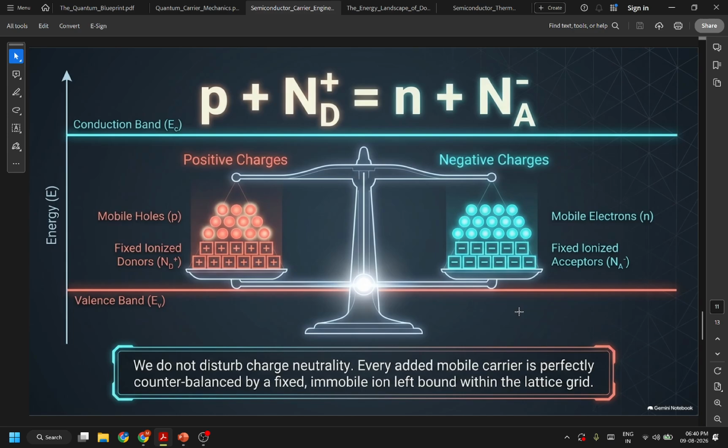Now we come to the charge neutrality equation, which is given as p plus Nd+ equals n plus Na-. So your p and n are free carrier concentrations, whereas Nd+ and Na- are ionized atoms left behind in the matrix. So we do not disturb charge neutrality. Every added mobile carrier is perfectly counterbalanced by a fixed immobile ion left bound within the lattice grid.